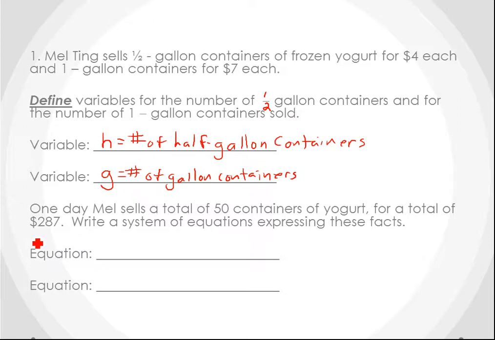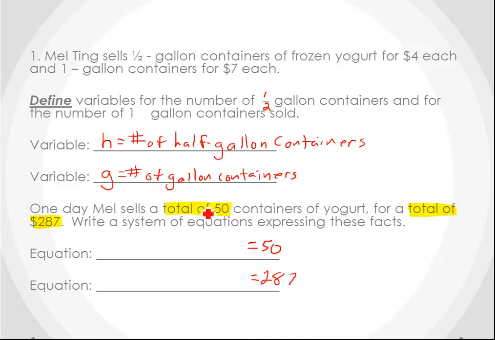Well, let's look down here just below that second variable. One day, Mel sells a total of 50 containers of yogurt for a total of $287. So what I want you to start looking for is whenever you see totals, if you have a highlighter, go ahead and highlight those. So here's another thing, a total of 50 containers. Whenever you see those totals, what you can do with that is go ahead and put equals 50, and then over here where it says a total of 287, I'm going to put equals 287.